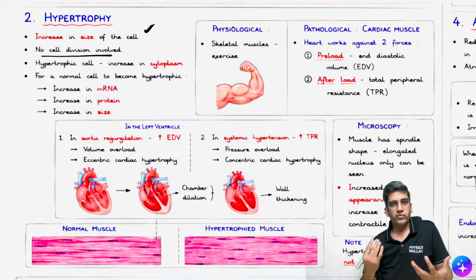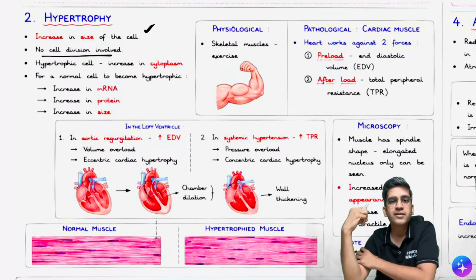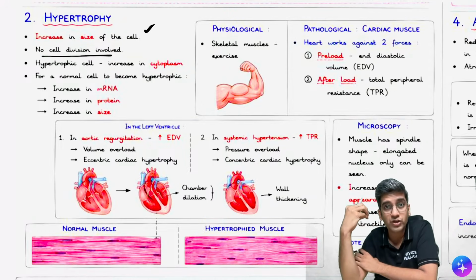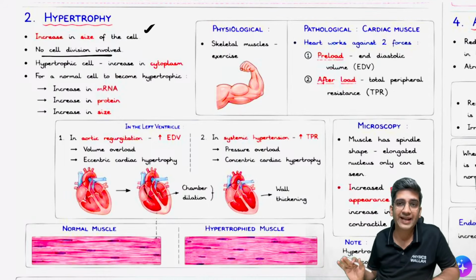So what happens in hypertrophy? The best example is your exercise. The more muscle you build, it's nothing but the protein, right? The protein means it's a cytoplasm. The nucleus converts more of them to mRNA. mRNA converts more of them to cytoplasmic protein. The cytoplasmic protein increases the size of the cell. That's a simple mechanism of hypertrophy.